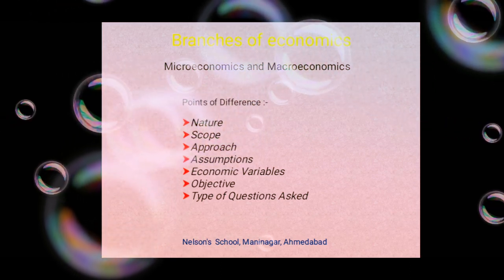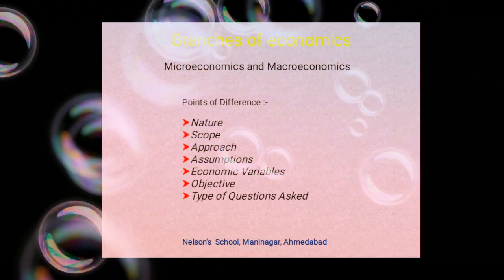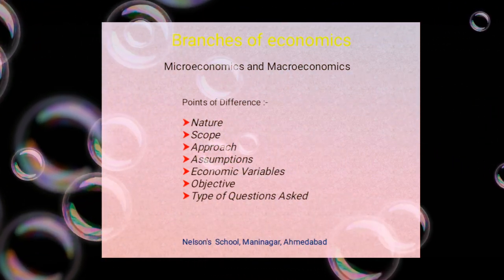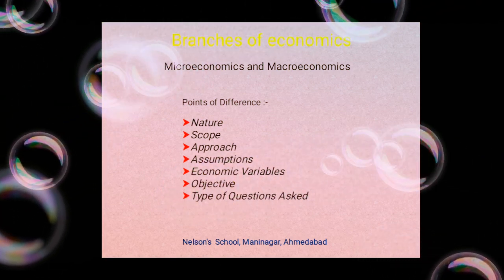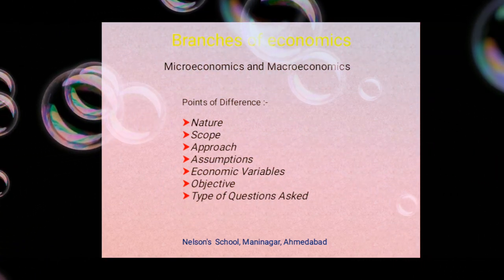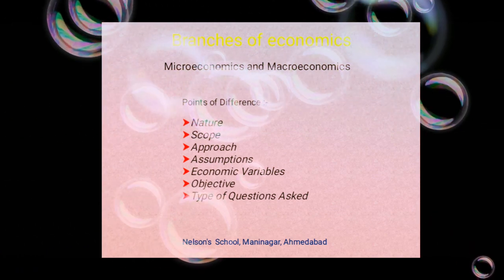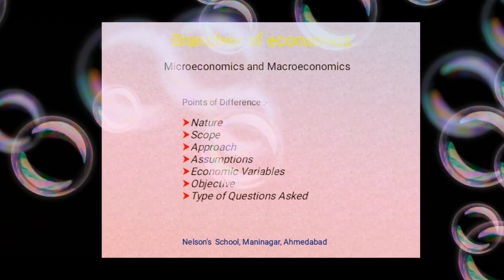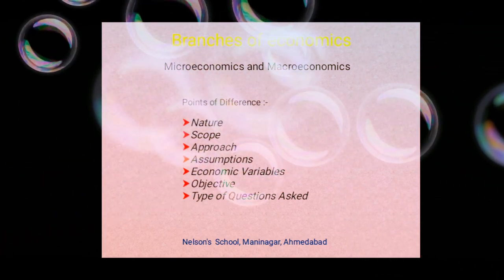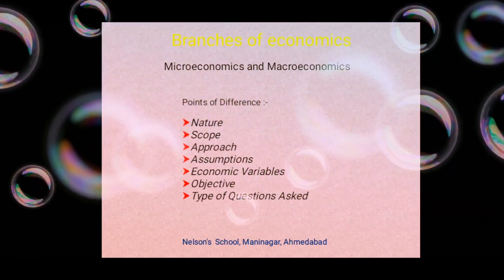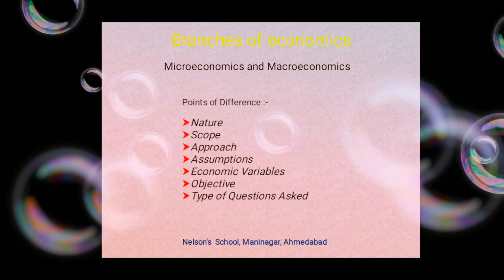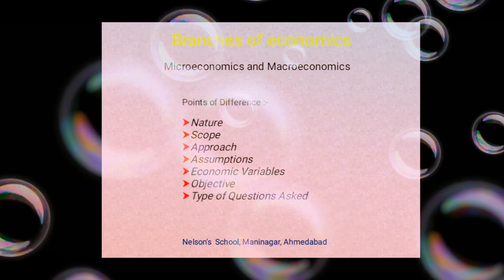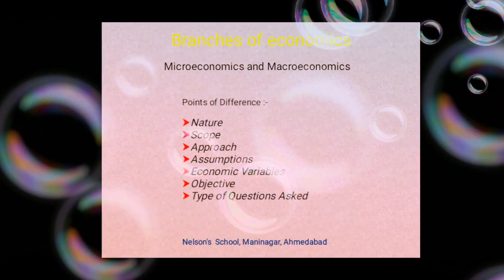The next is objective. In microeconomics, the objective is resource allocation and price determination. Whereas in macroeconomics, the objective is the determination of national income and employment. The last one is the type of questions. The questions related to microeconomics are how much to produce, what to produce, or how to produce. Whereas in macroeconomics, we cover questions like how to increase the productivity or how to increase the national capacity, or we can also say how to increase the total employment.